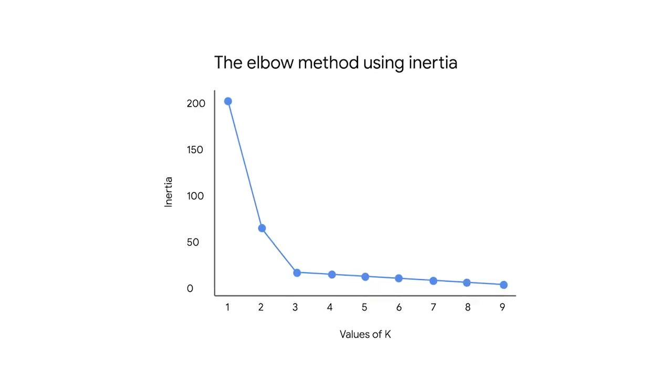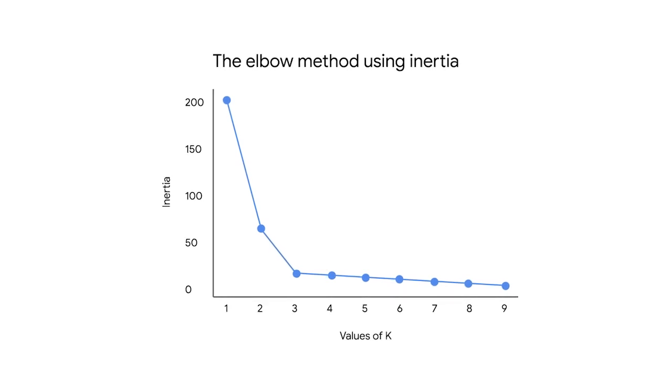In the elbow method, we first build models with different values of k. Then, we plot the inertia for each k value. Here's an example. Notice that the greater the value is for k, the lower the inertia.